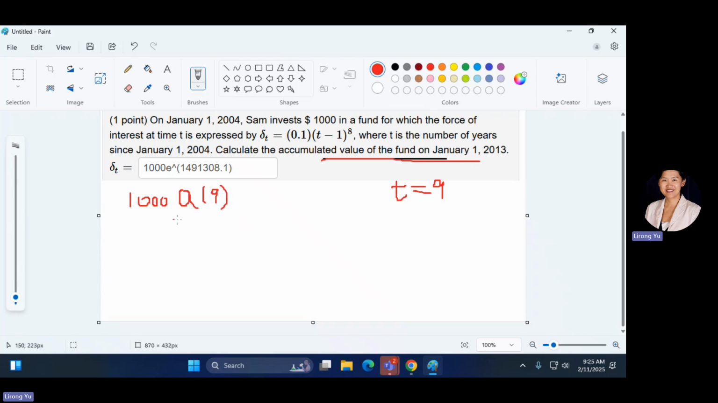To find A of 9, we have to find A of t, which is e to the integral of delta r dr. So calculating A of 9 is e to the integral from 0 to 9 of delta t, so the integral from 0 to 9 of 0.1 (t minus 1) to the power 8 dt.